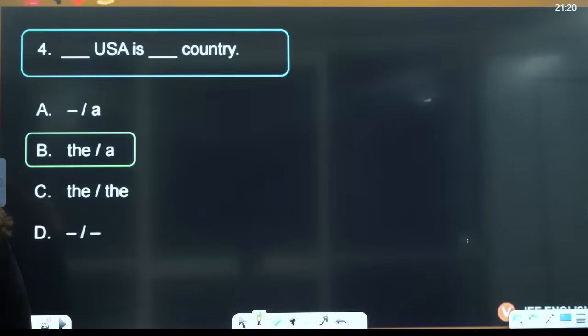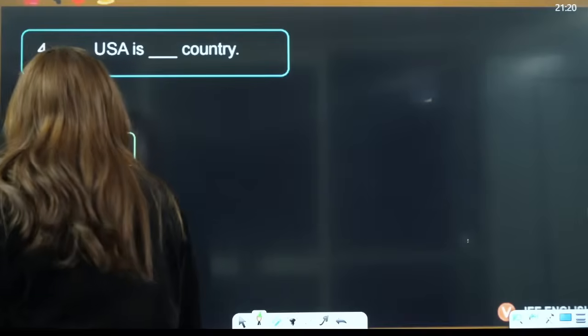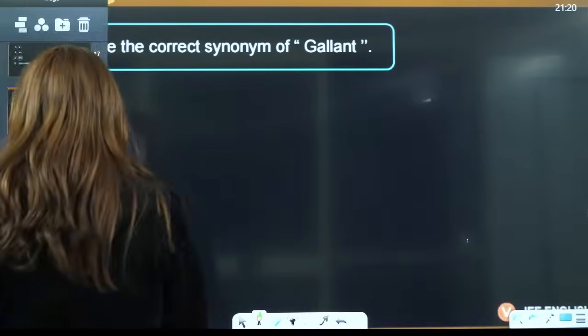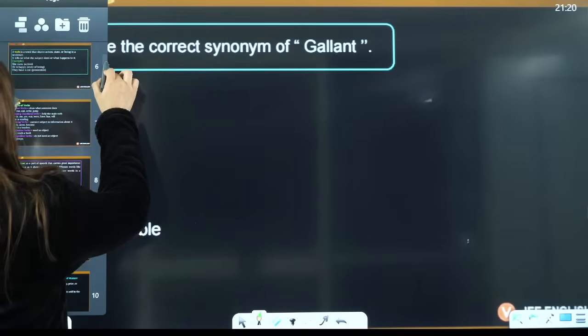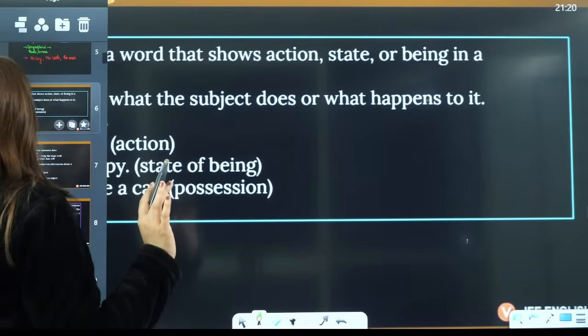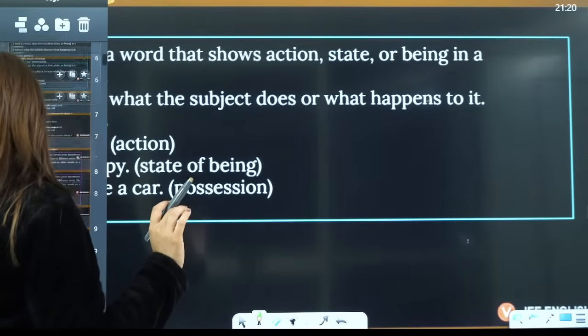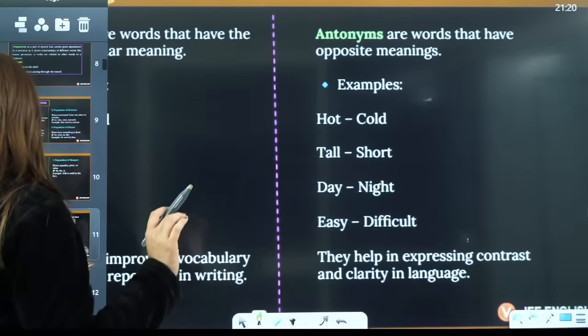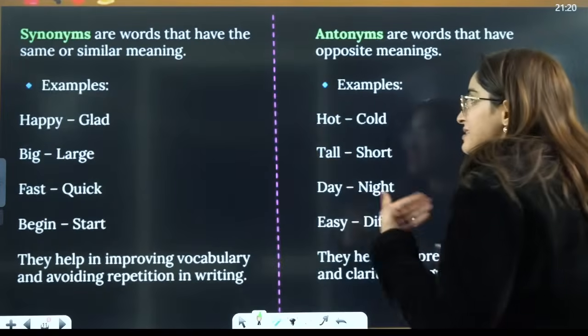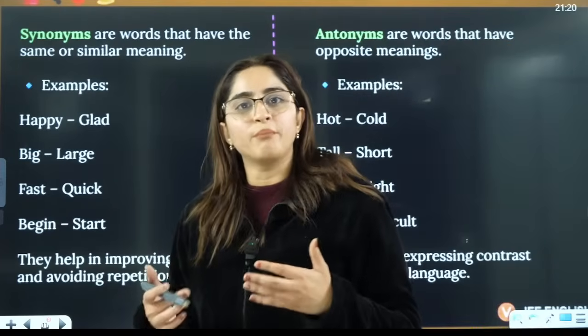Official location, structure, yes. It is the only, yes. Okay, choose the correct. Now we'll talk about synonyms. What are synonyms and what are antonyms, that I'll talk about later on. Firstly, I'll teach you, this is a synonym and these are antonyms. So synonym is same, that means they have the same meaning.